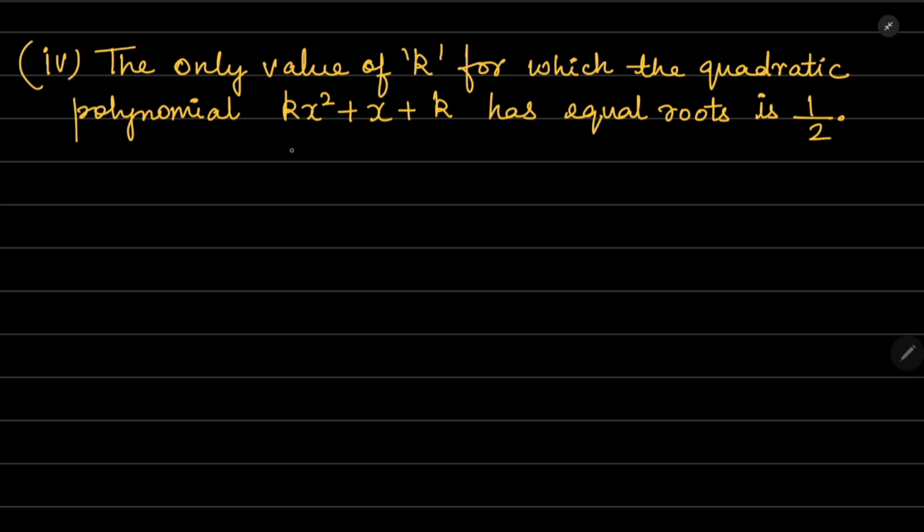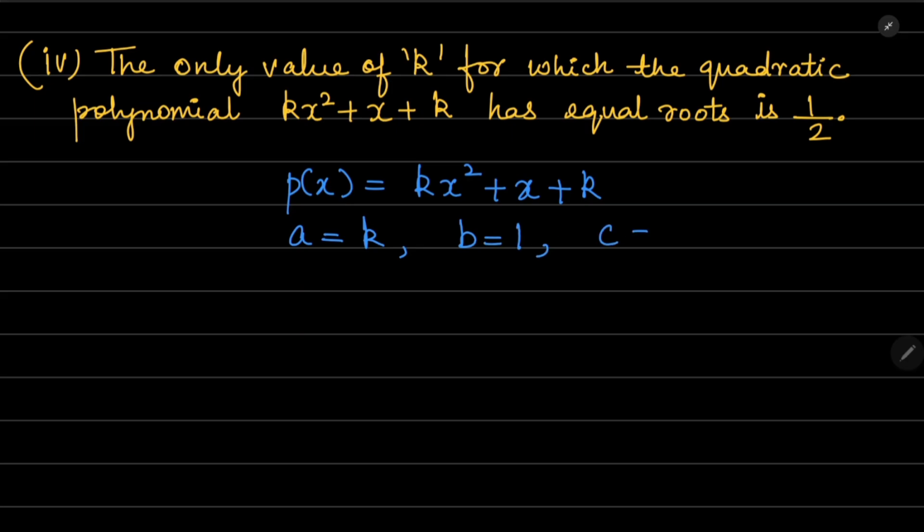Let's write the given polynomial. P of x is nothing but kx square plus x plus k. What is a here? A is k, b is 1, and c is also k. As I told you, whenever you are dealing with a polynomial with equal roots, your discriminant is 0, which means b square minus 4ac is equal to 0. What is b square? 1 square minus 4 into a, which is k, c is also k, equal to 0.